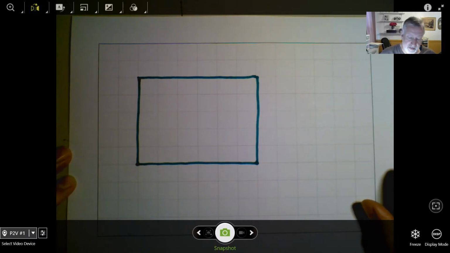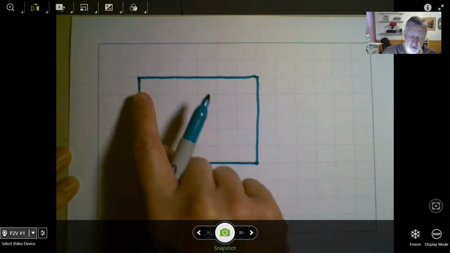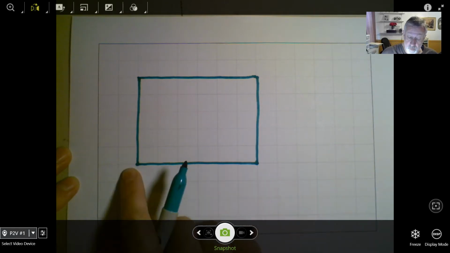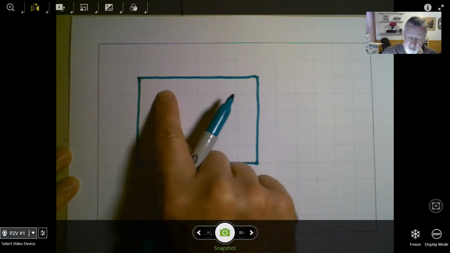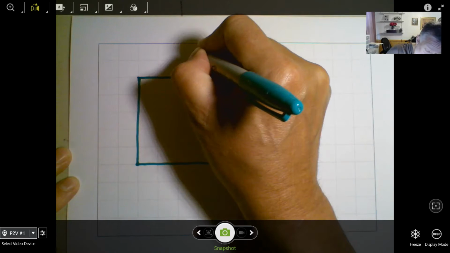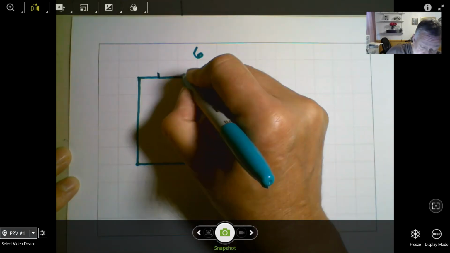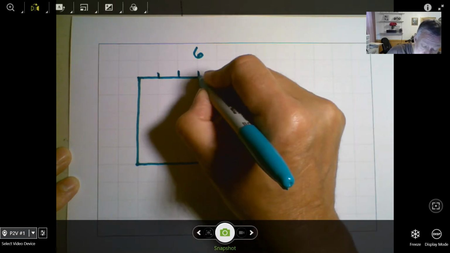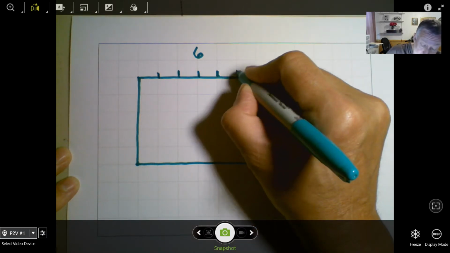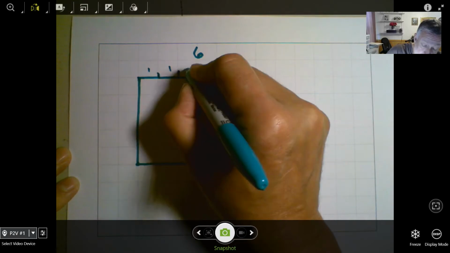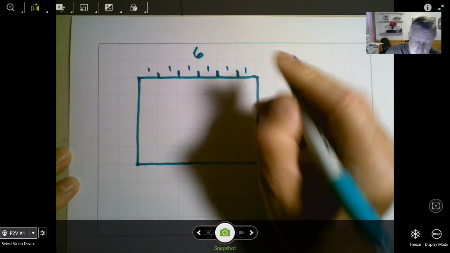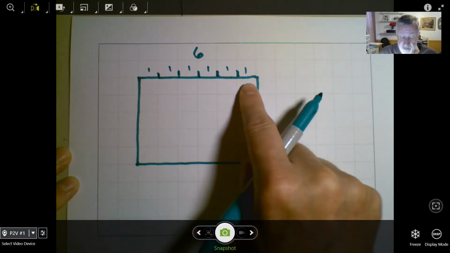Okay, in this case, we're going to look at a rectangle not that is 1 whole. Instead, we're going to look at one that is 6 across. So this top measurement is 6. So each of these little divisions here represents 1 whole unit. Okay, 1, 2, 3, 4, 5, 6.